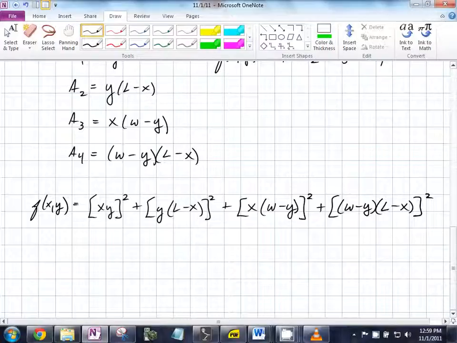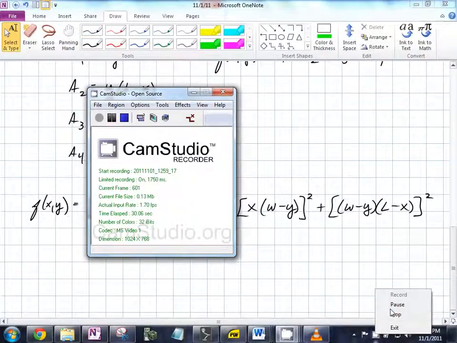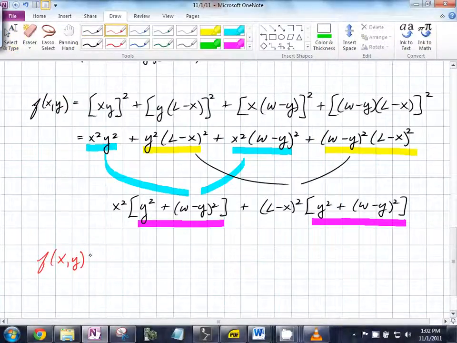Now, before we go about doing that partial, what might be something that would be good to do? Simplify. Try to simplify this. Try to clean this up. f(x,y) is equal to x squared plus (L minus x) squared times y squared plus (W minus y) squared.